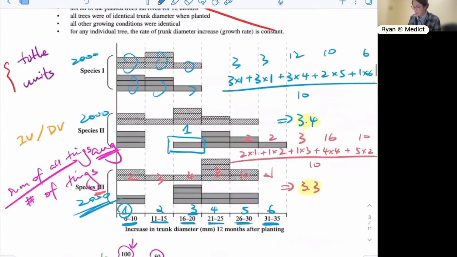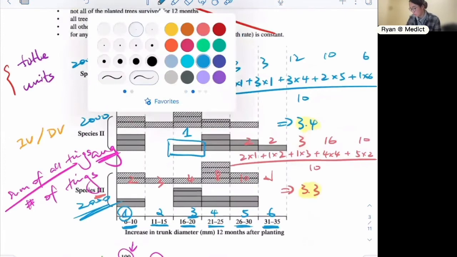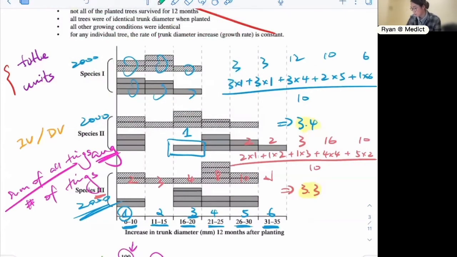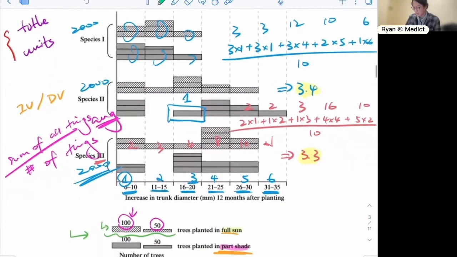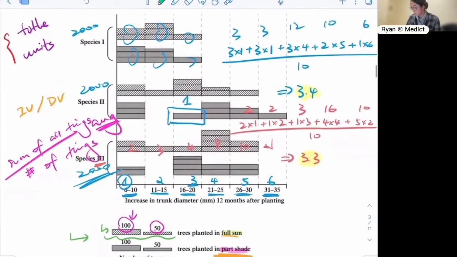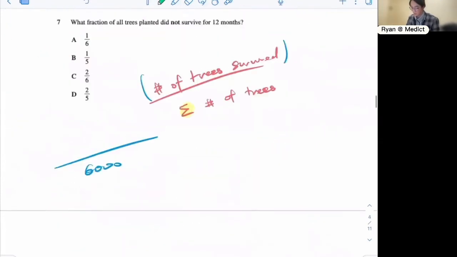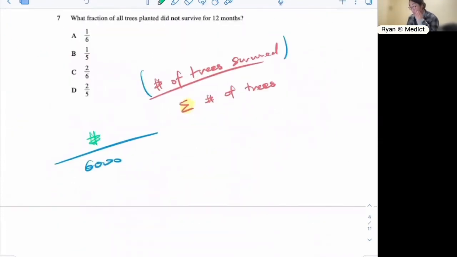And then it's just about counting all these rectangles up again, which takes time. Very annoying process, I know. But if anyone can think of another way to more efficiently count those rectangles, please comment down below, because this is a very annoying process and I feel like I just have to do it. So count the number of trees or the number of blocks in this graph and then divide that by 6,000.